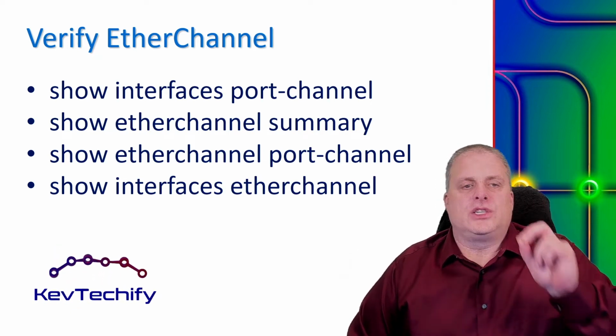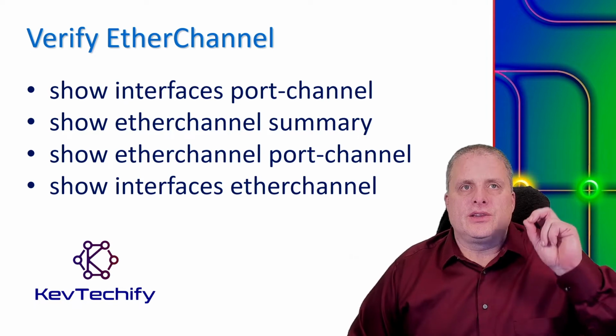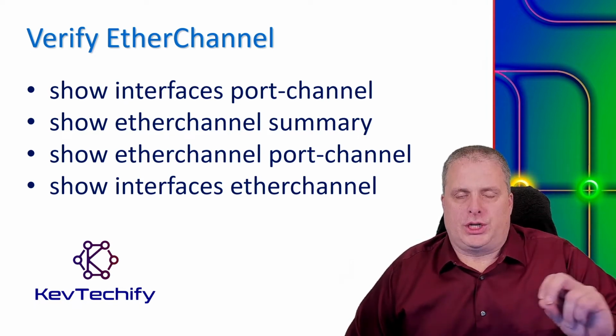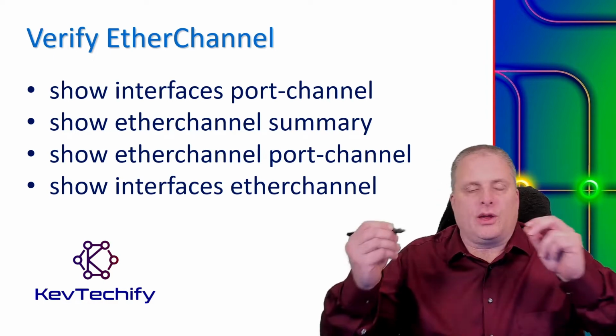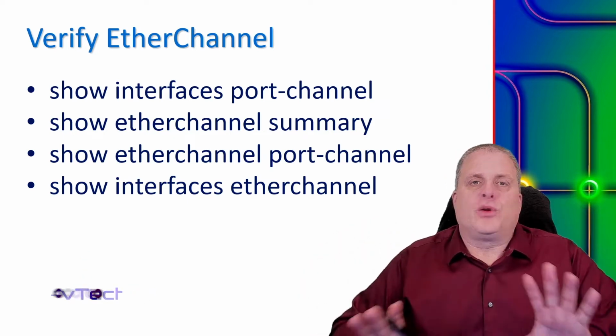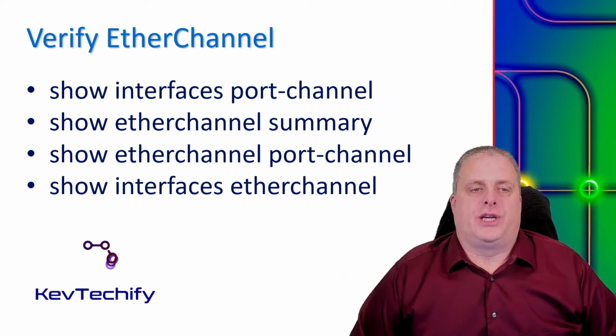Then the next one is show etherchannel summary. This is going to give you one line of information per port channel. So for every port channel, you're going to get one line of information. It's just a nice summary overall view of all of your port channels.